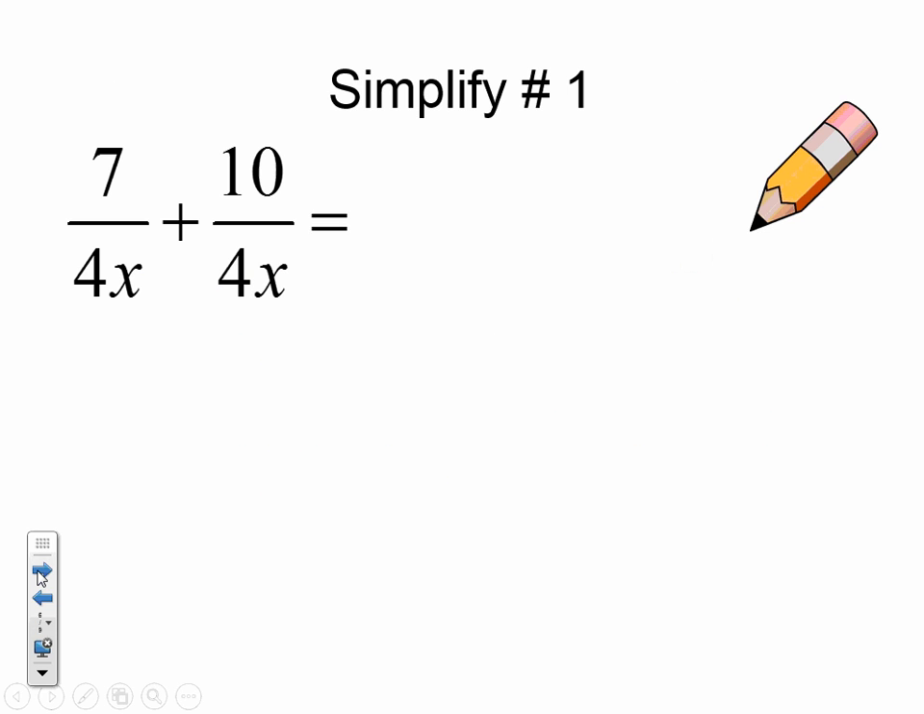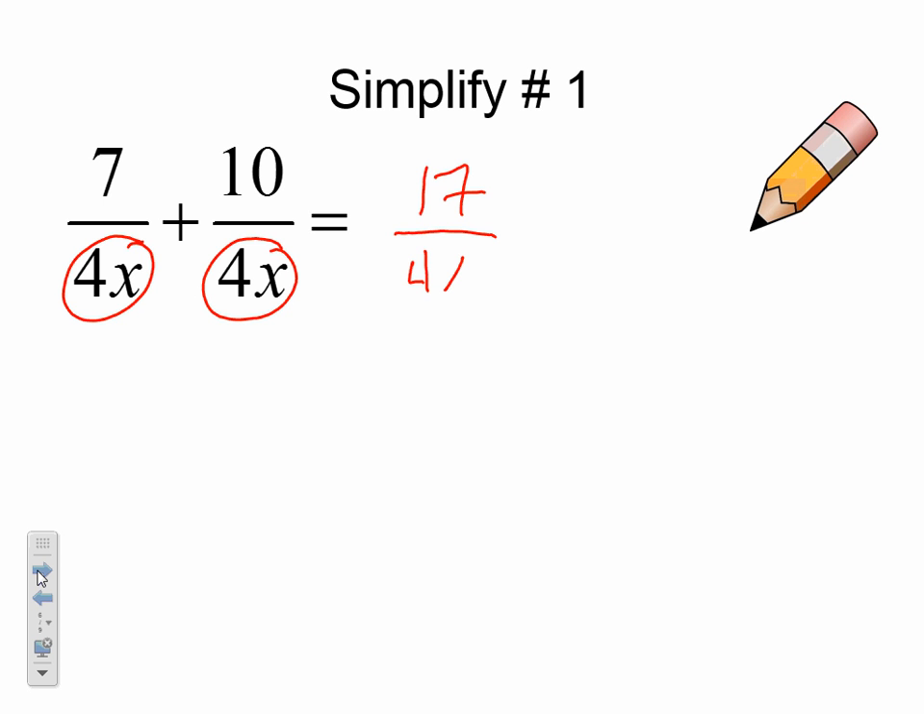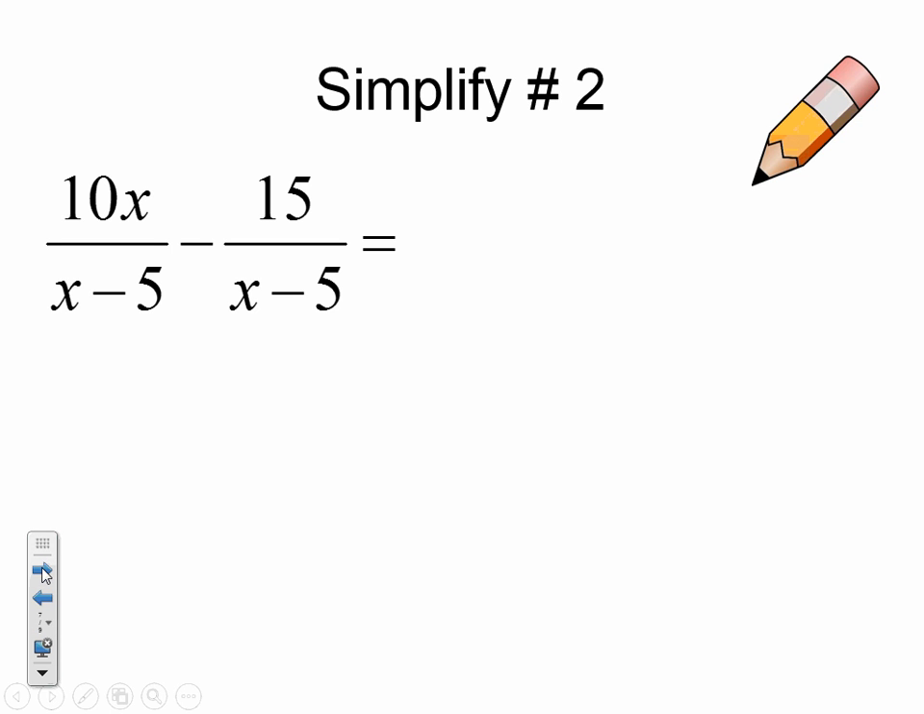Alright, I have 4 examples for you today. Here's number 1. So when we look at this one, our denominators are the same, so now we can add. All we're going to do is add our top. So 7 plus 10 is 17 all over 4x. 17 and 4 can't be simplified. So that right there, ladies and gentlemen, is our answer. Go on to number 2.